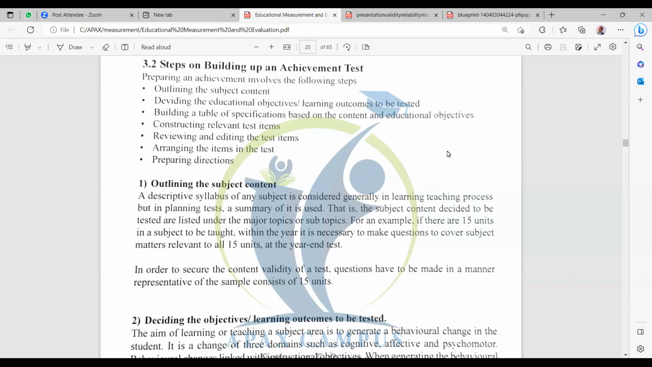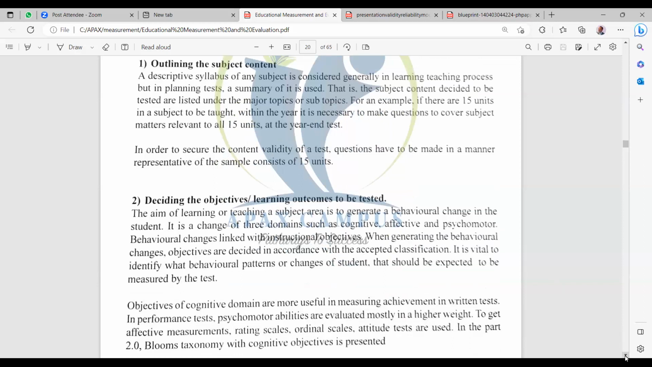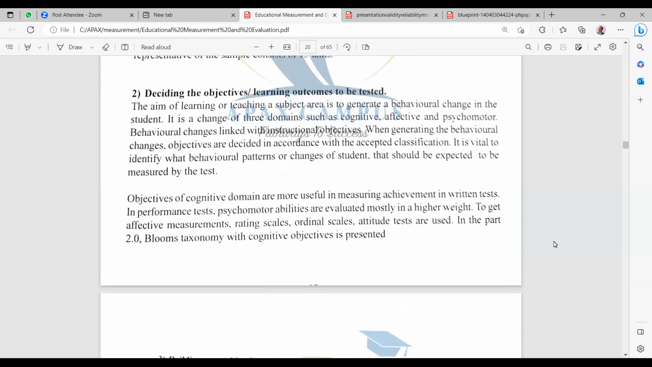That's outlining. So it's a basic outline. Just before preparing the question paper, you have a rough idea about how many questions are going to be in the paper and the time duration given for the question paper. Based on that, we decide what type of things will be included in the question paper, the achievement test. Then deciding the objectives or learning outcomes to be tested.